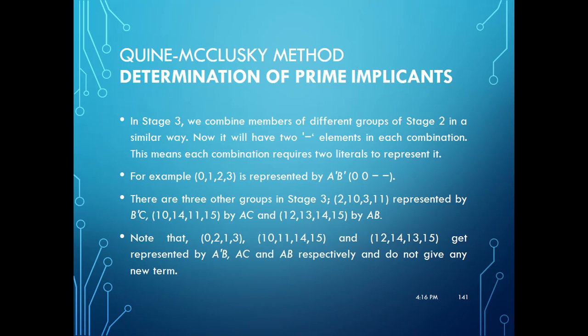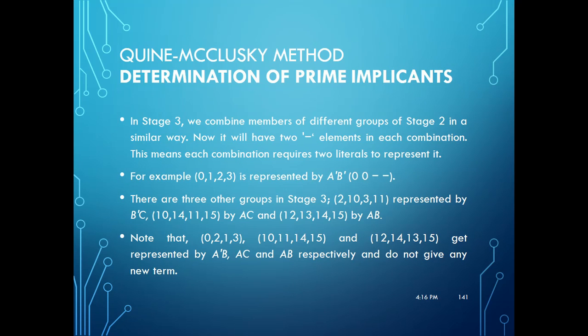So there are 3 other groups in stage 3. For example, it's represented as B bar C, as 10, 14, 11, 15, and AC as 12, 13, 14, 15, and AB. These are represented in the later stages.